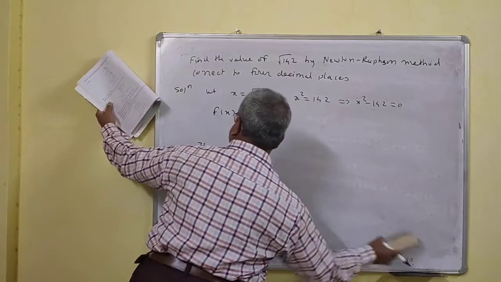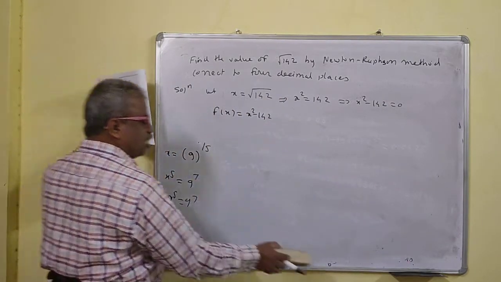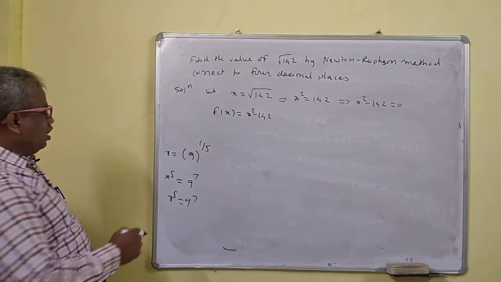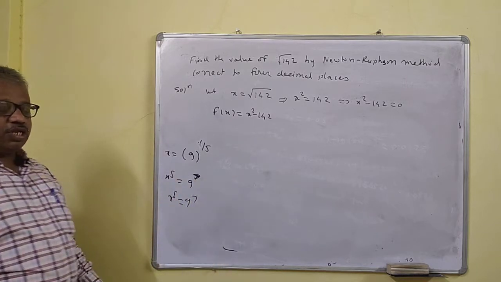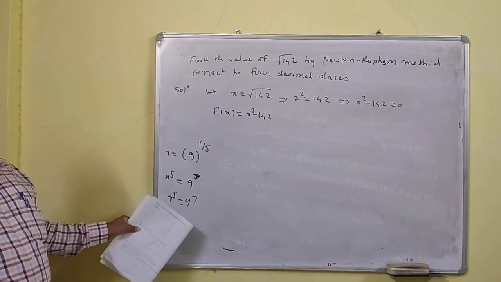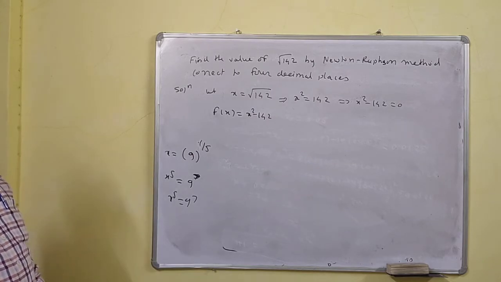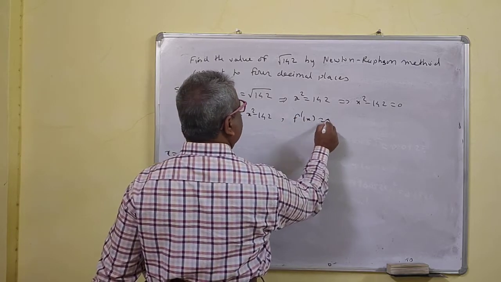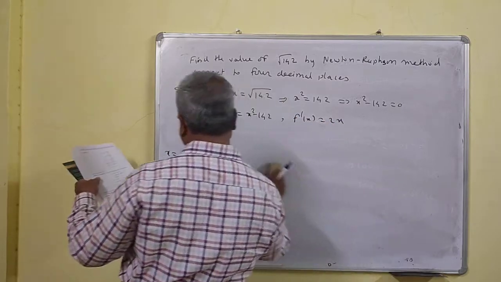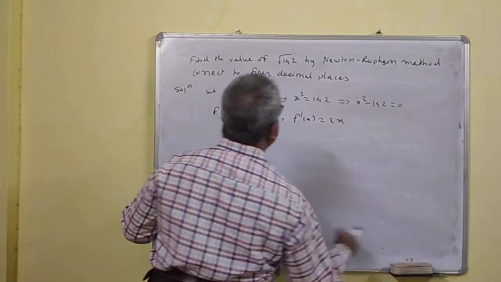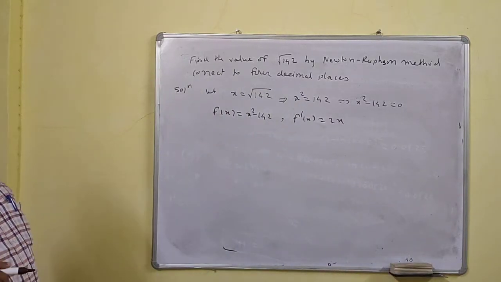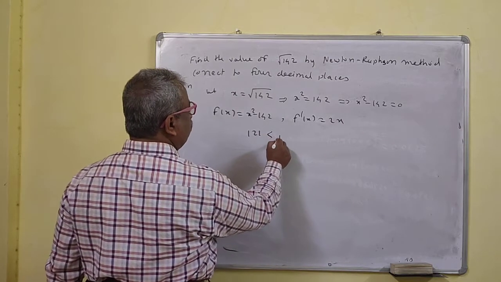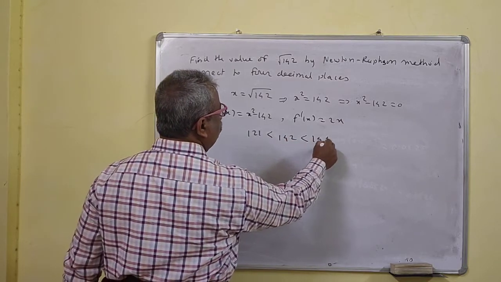If it is 1 by 5, that means the fifth root of 9. Then x raised to 5 is equal to 9, so x raised to 5 minus 9 will be your function. Now you want f dash x also. F dash x is twice x. Now here you need to find the approximate root. You know that 121 is less than 142 is less than 144. We know that.